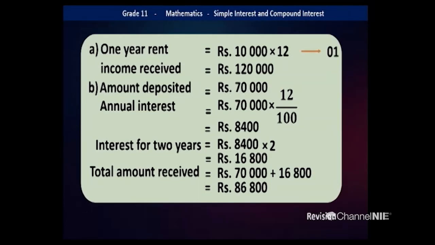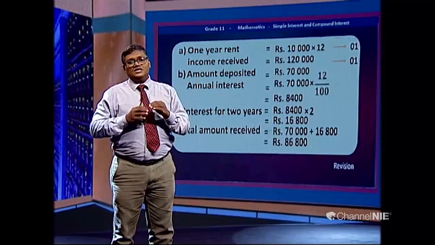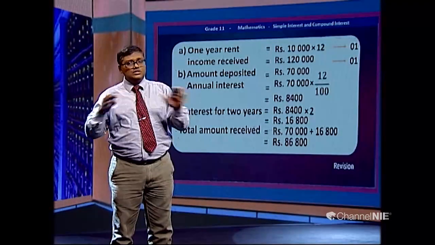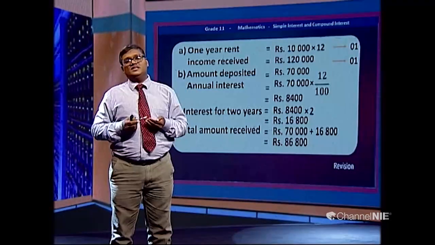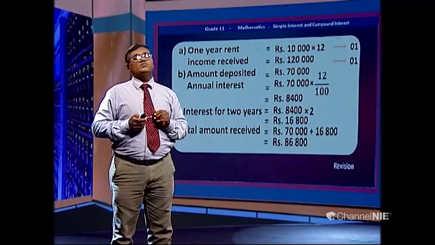First, 1 year rent 10,000 into 12, method 1 mark, 120,000 answer 1 mark. Sometimes in calculations you write something, but your answer is something else. If you do not show a method, you will lose full marks, but if you show the method, you can score marks for the method. Then that question is 2 marks.